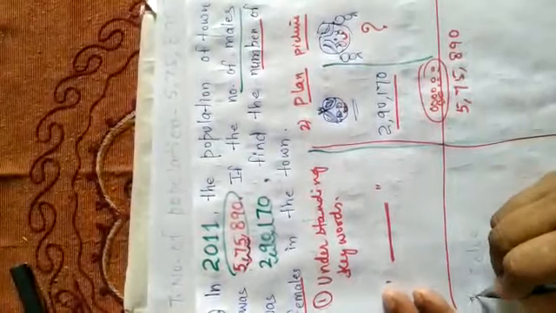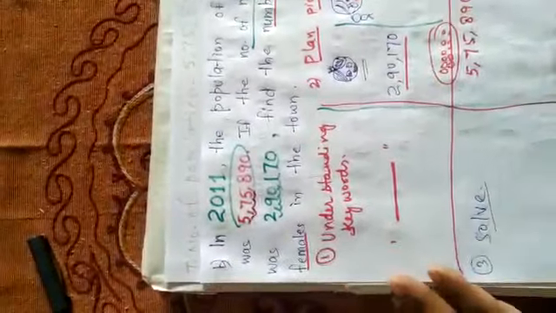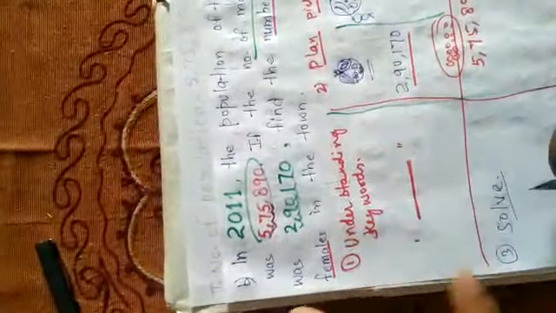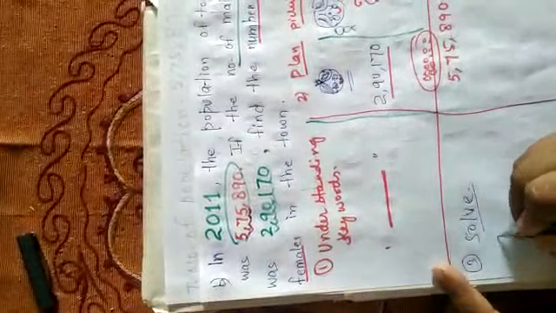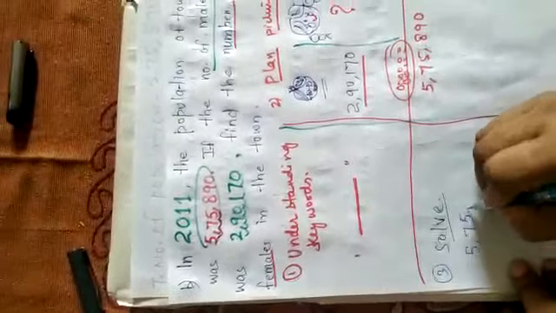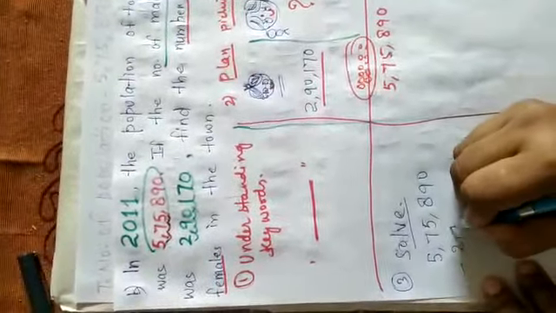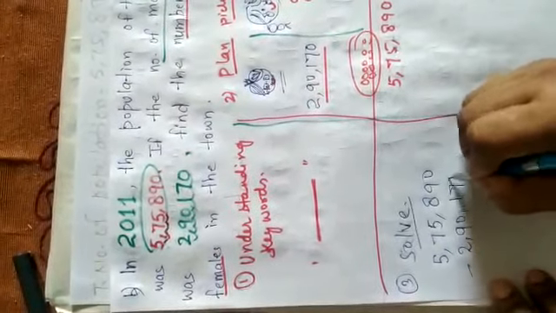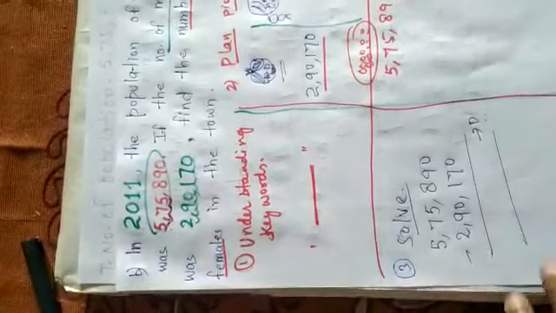Then the third step, that is we will solve the problem, correct? So in order to find out the number of females, we have to subtract the number of males from the total population. So the total population is 5,75,890 and the number of males is 2,90,170. We will do the subtraction. So the difference whatever we get is the total number of females.